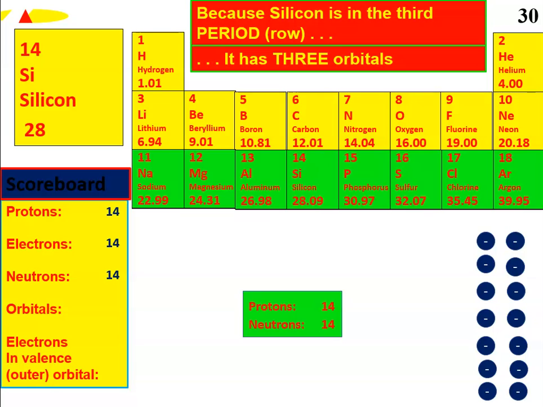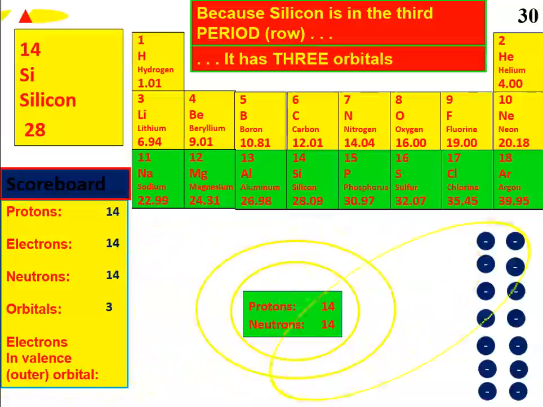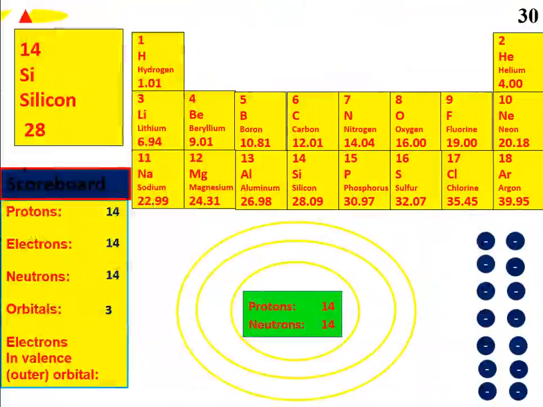So silicon has 3 orbitals, so we can go ahead and place those. Actually, we'll fill in our scoreboard first. And now we can place the first orbital, the second orbital, and the third orbital. Now we're ready to go on, and we can do this one of two ways. We can either figure out the number of valence electrons, or we can place the electrons. The first thing we're going to do is just place the electrons.